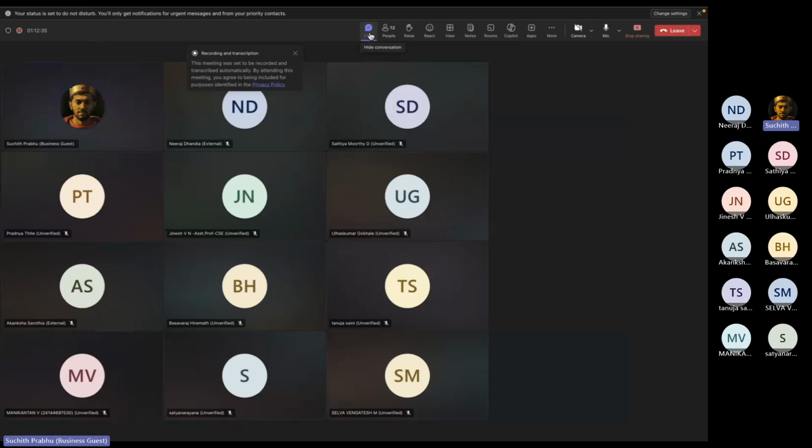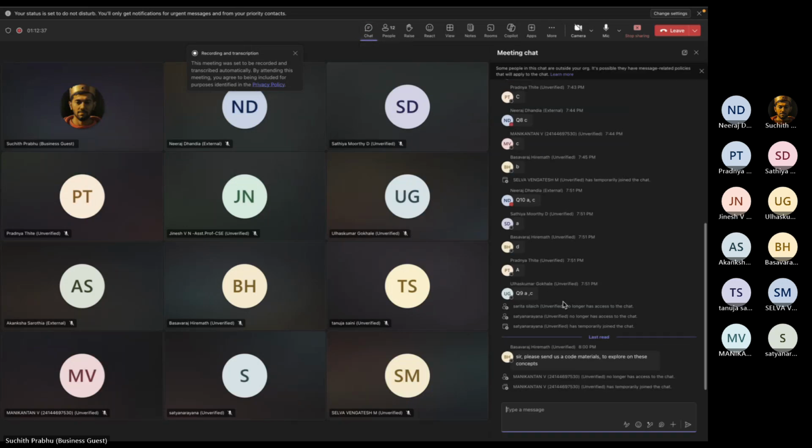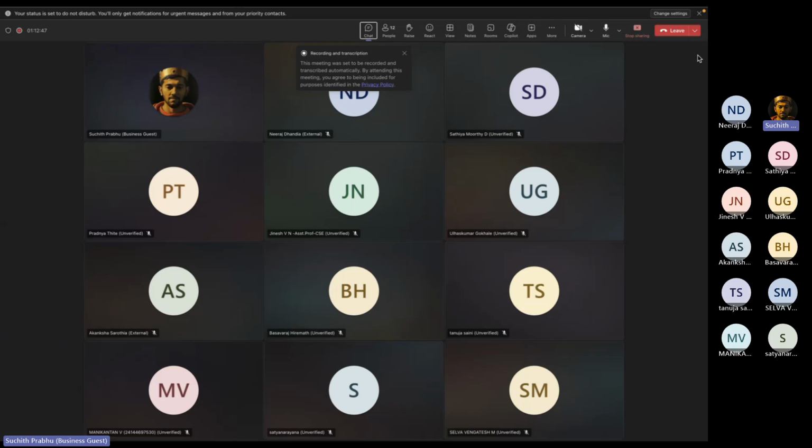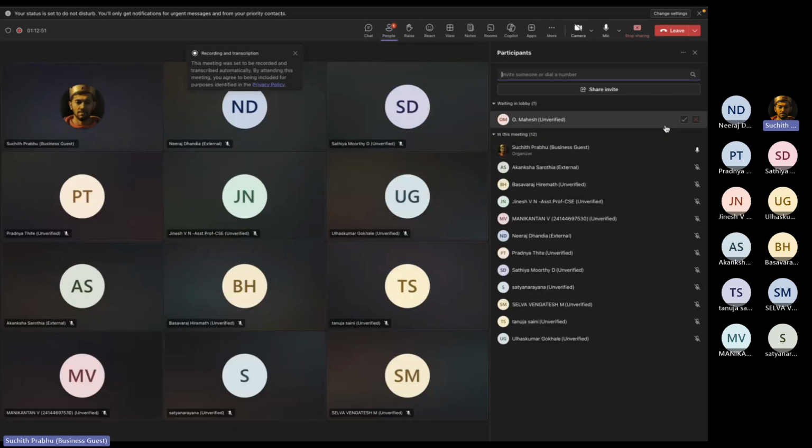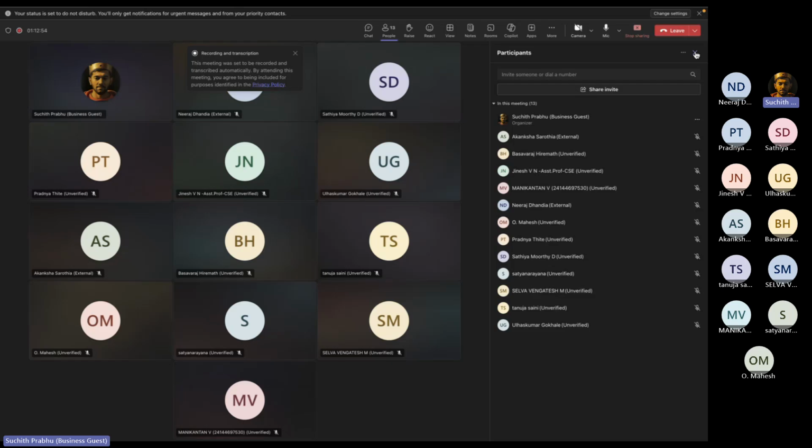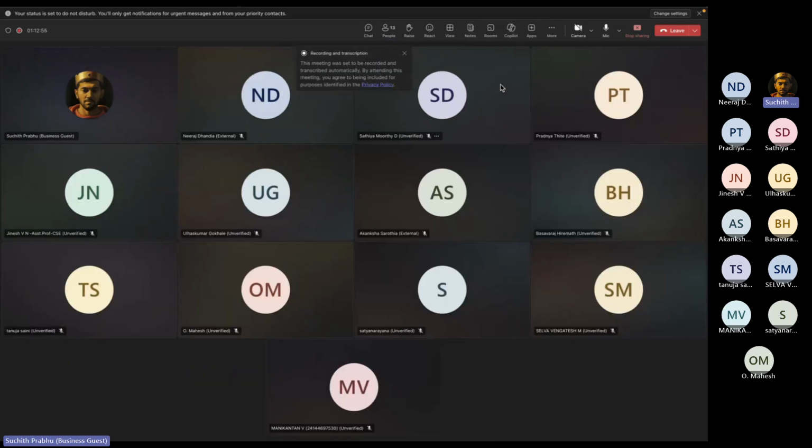Okay, so send us code to explore this concept. I've already shared all the code. The code I'll be covering related to autoencoders, that also I've shared. So if you have access to the drive, you can follow along and run all the cells along with me.